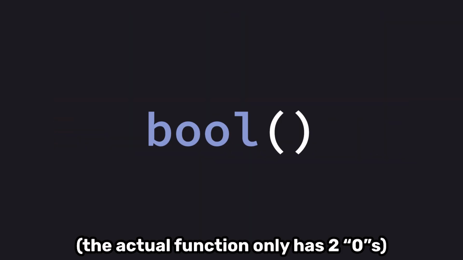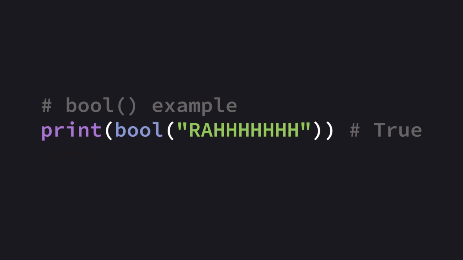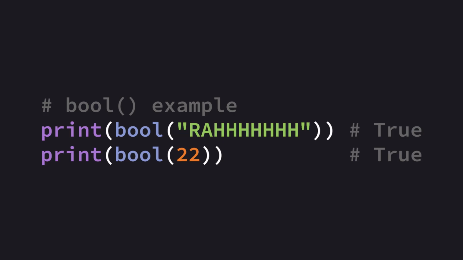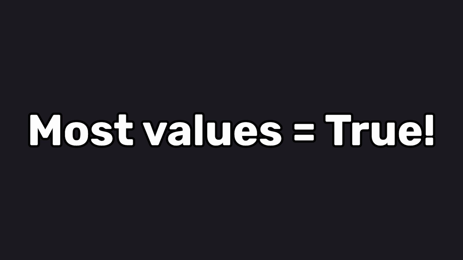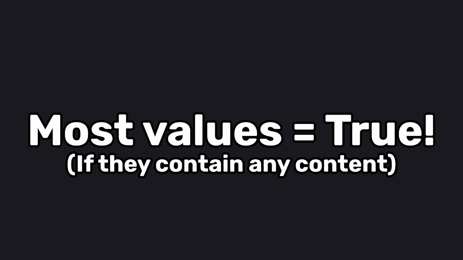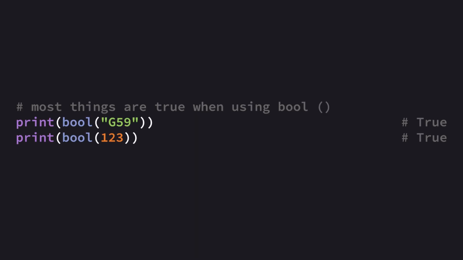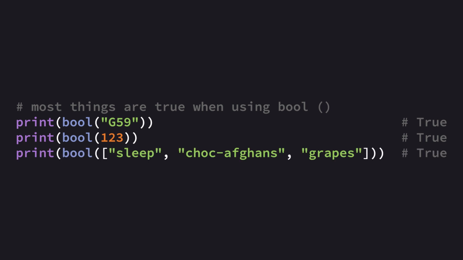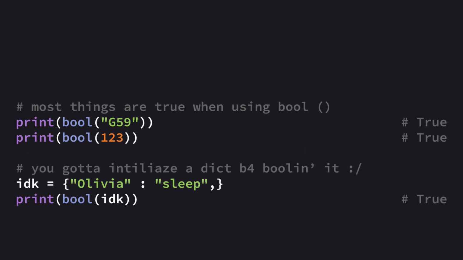This function allows you to check any value and get a Boolean result. Here, both the string "rah" and the number 22 evaluate to true. Most values are evaluated as true if they contain any content. This includes any non-empty string, number other than 0, and any non-empty list, tuple, set, or dictionary.